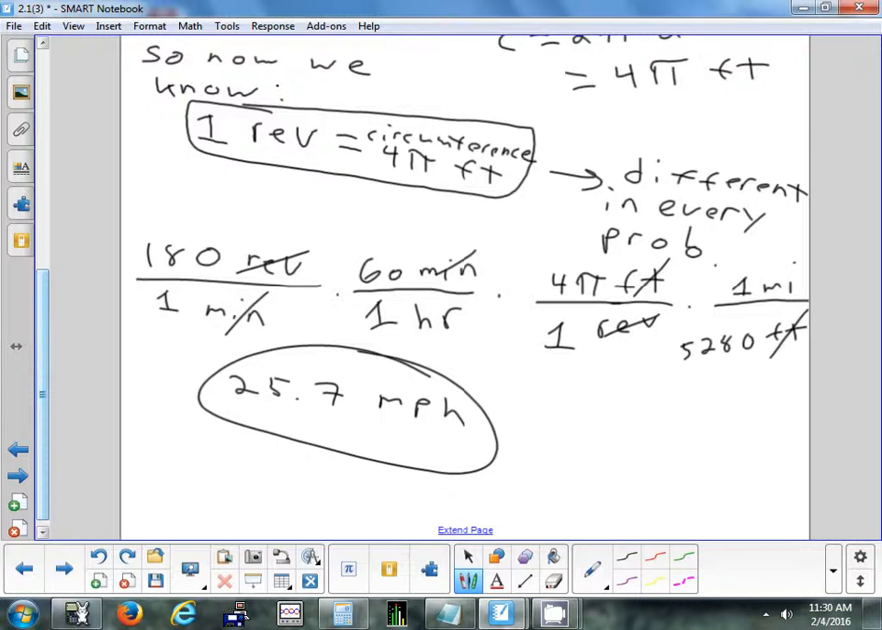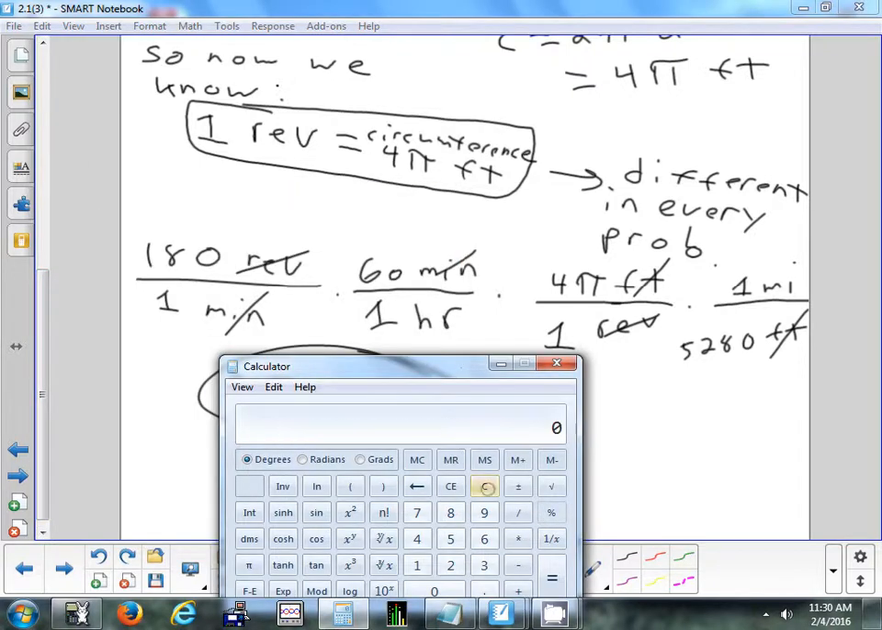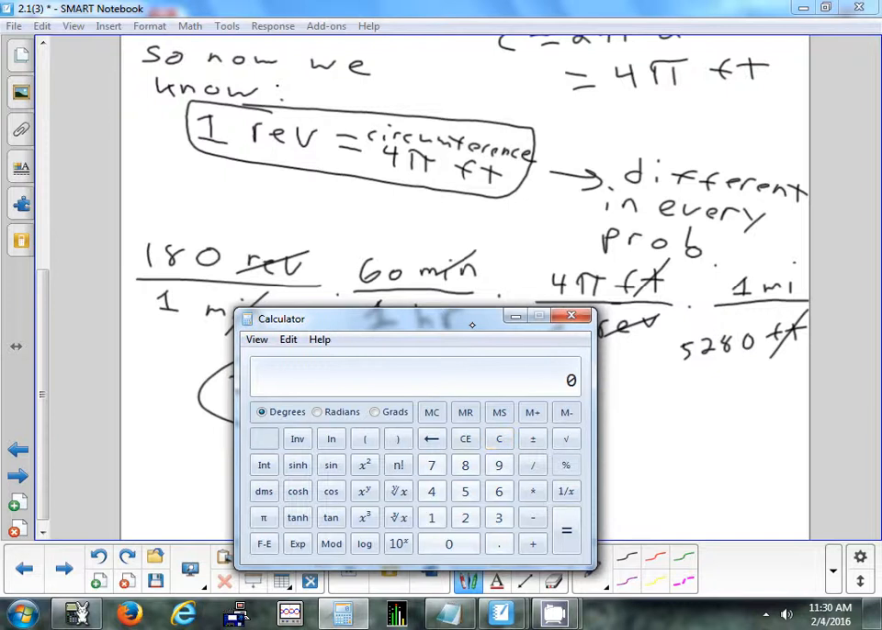Any question on that? Yep, Stephen. I got 8.8 feet. And you typed all those in? Yeah, there's 180 times 60 times 4. Let me just check it. 180, 60, 4, and you did pi as well? Oh, I didn't do pi, that was the problem. And then divide by, you should get 25.7 miles per hour.